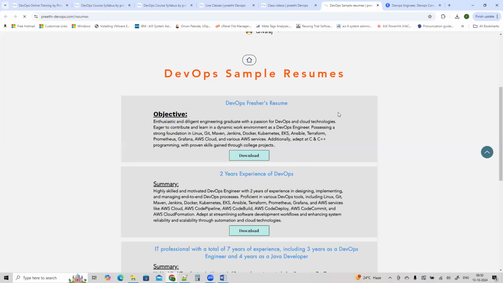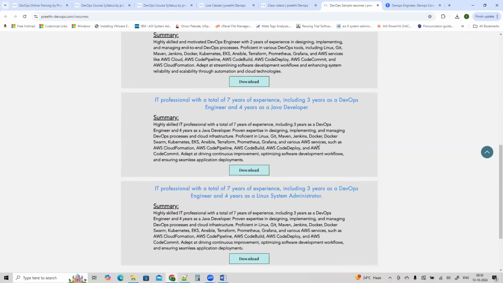So here you will get the sample resumes, and we will help you create a resume according to your previous experience, and what are the things we need to keep. You can also create one yourself by using these sample resumes. You can download it, change the format, and change the details to your own.